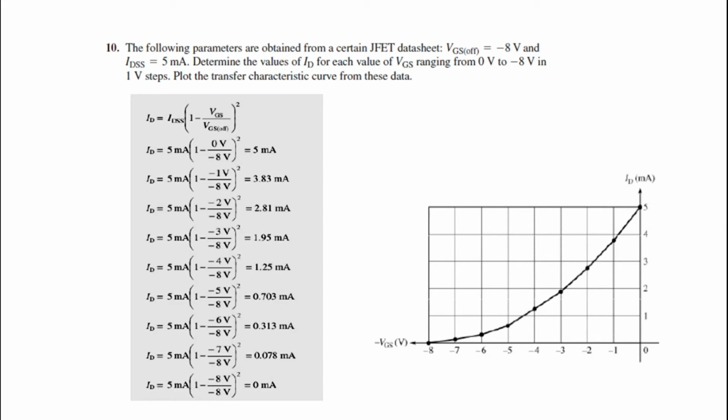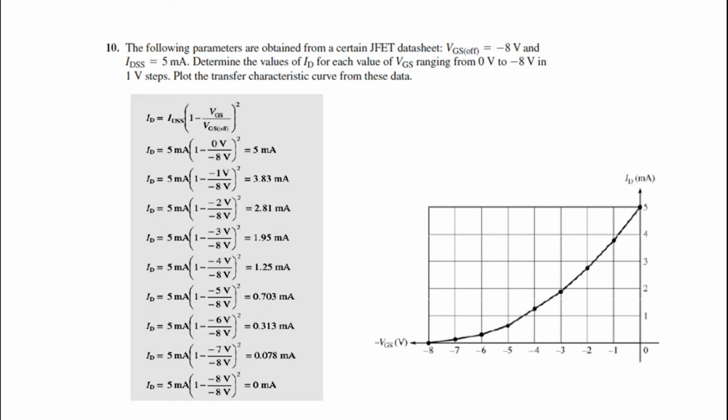So I left out some of the questions at the beginning, so let's complete those as well. Question number 10. The following parameters are obtained from a certain JFET datasheet: VGS(off) is equal to negative 8 volts and IDSS is equal to 5 milliamps. Determine the values of ID for each value of VGS ranging from 0 volts to negative 8 volts in 1 volt steps, and plot the transfer characteristics curve from these data.